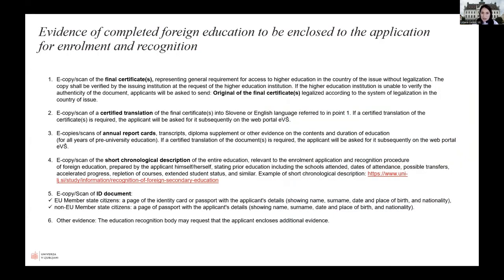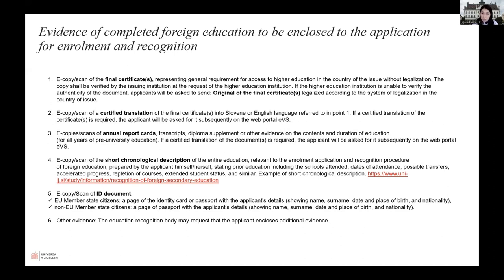So let's see what documents you need to upload to the portal. A scan of final certificates: the graduation diploma and certificates of the last 2 years of high school. Again, if you have not yet finished school, send the certificate of the last year of high school and the diploma by August 1st. Then an e-copy or scan of a certified translation of the final certificates into Slovene or English. If a translation of the certificates is required, the applicant will be asked for it on the web portal.